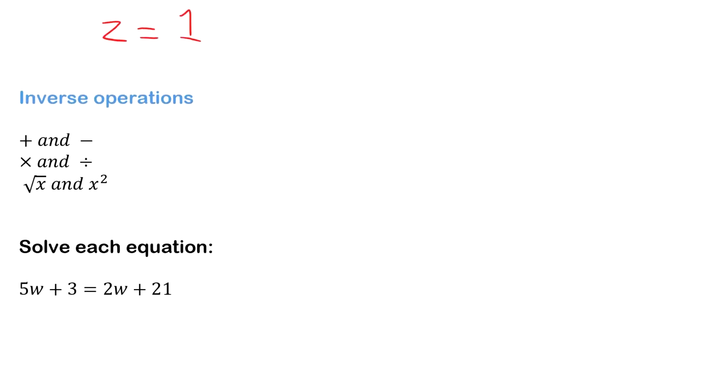Remember your inverse operations. If you have a plus, the opposite to that is subtraction. If you're timesing, the opposite is division. If you're square rooting, the opposite is squaring, and vice versa the other way around.